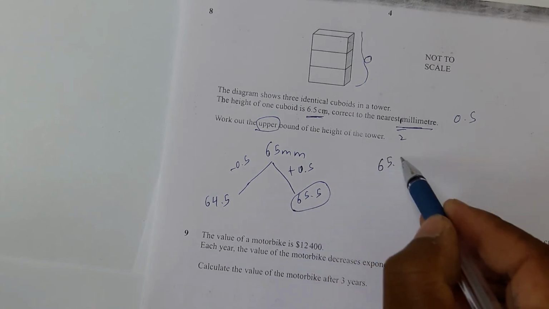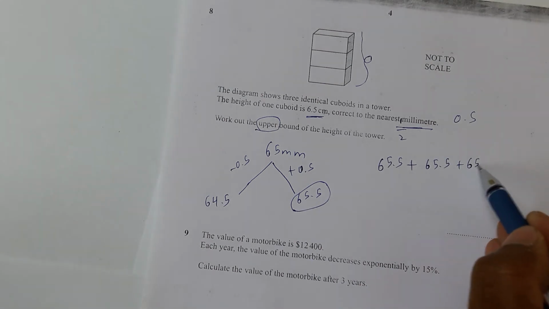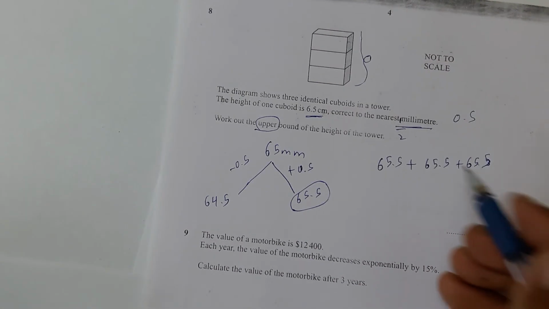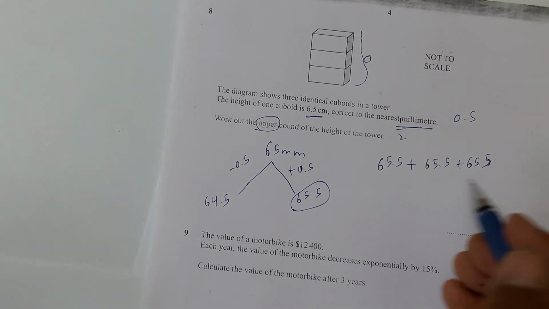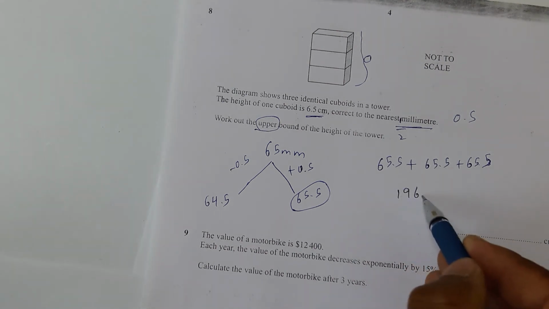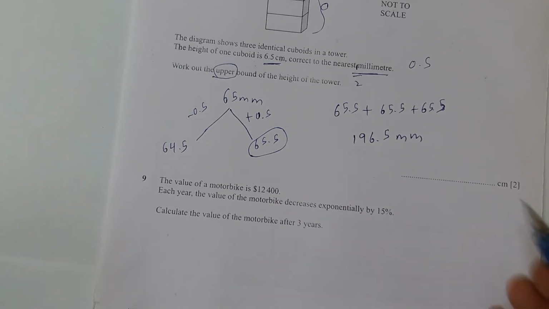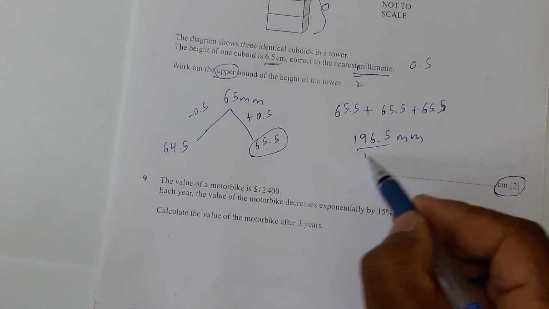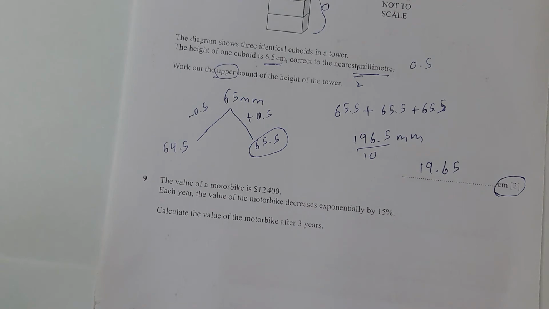So 65.5 plus, like that, how many cuboids do I have? 3. So I get how much? 65.5 plus this, I get 196.5 millimeters. But the answer is in centimeters. So divide by 10, it will result in 19.65 centimeters. Okay. Next one.